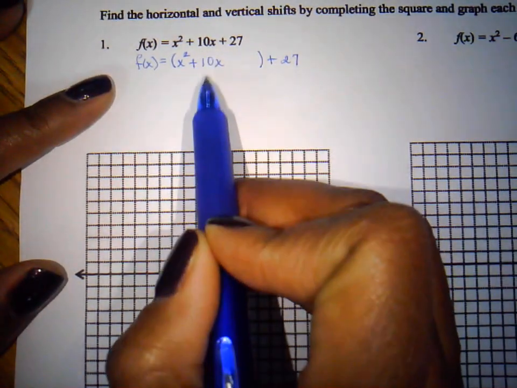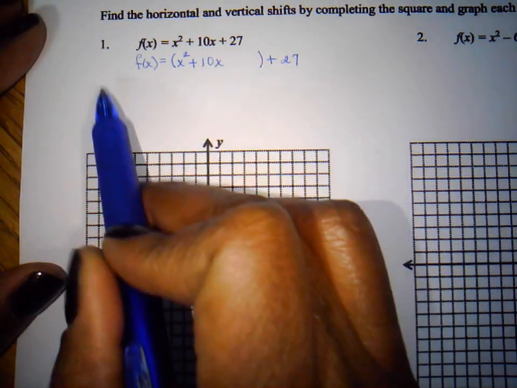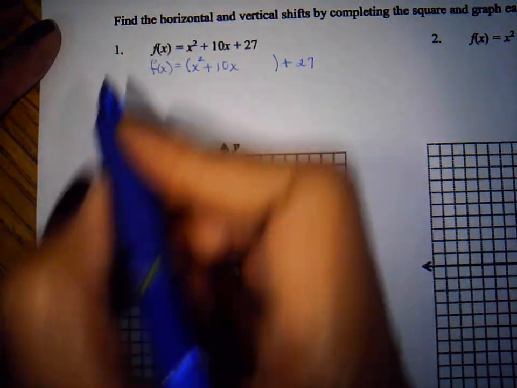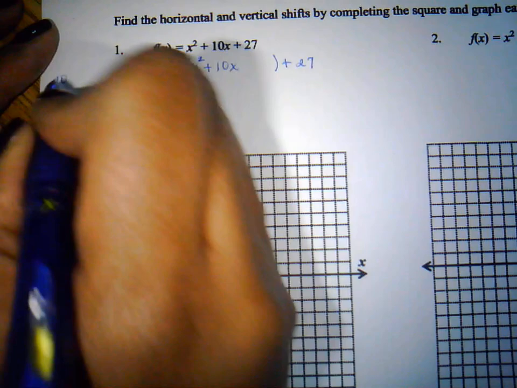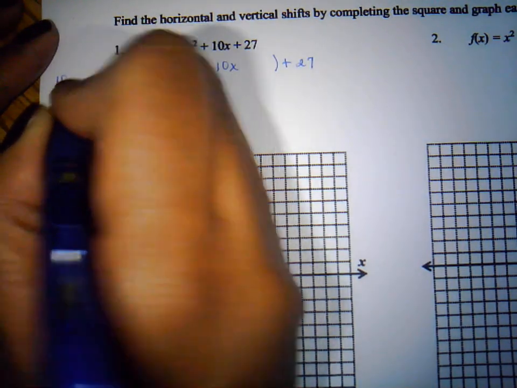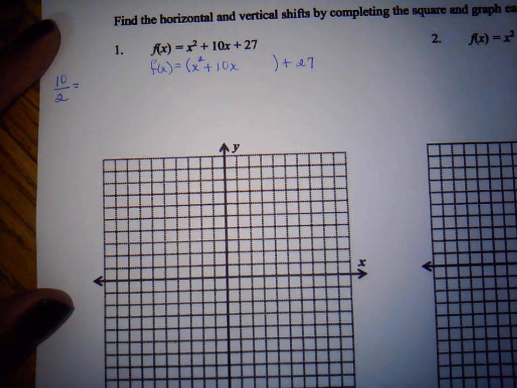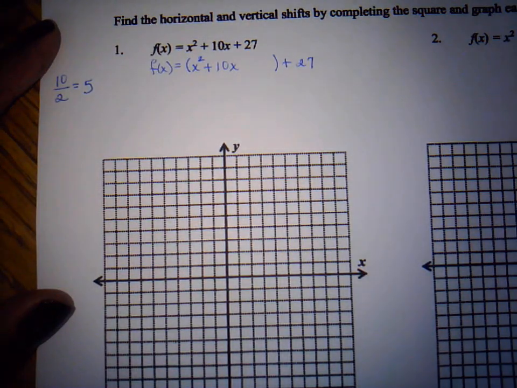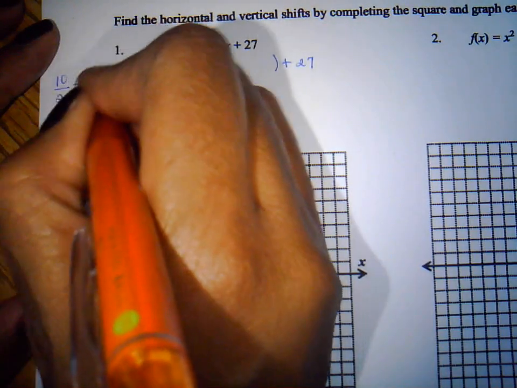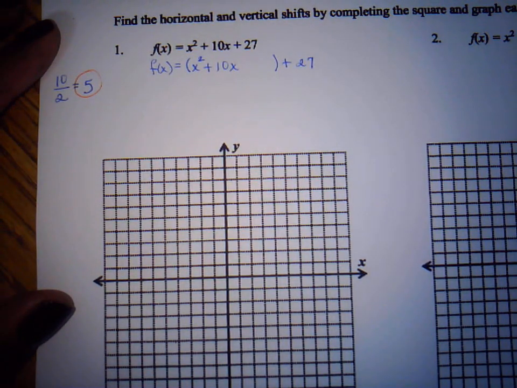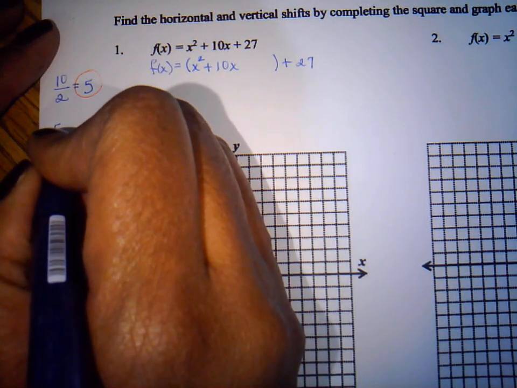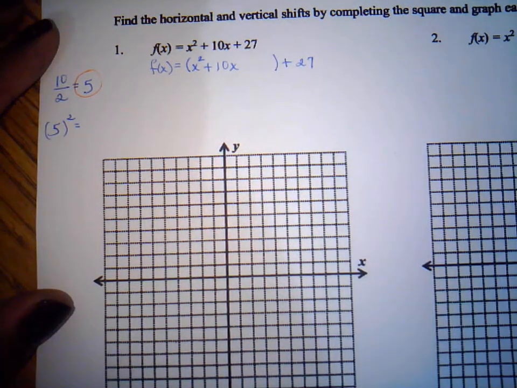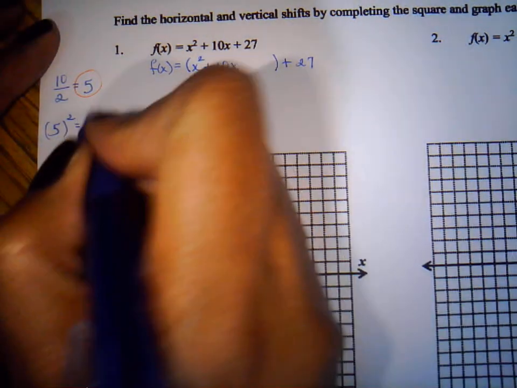Now, we take the b term, which is 10, come over to the side, way over here, and we're going to write 10. It's a positive 10, right? We're going to divide by 2. Okay? 10 divided by 2 is 5. And remember that 5 is special, right? Okay? And whatever we get here, we take it and we square it. Okay, and 5 squared is what? Okay? 25.